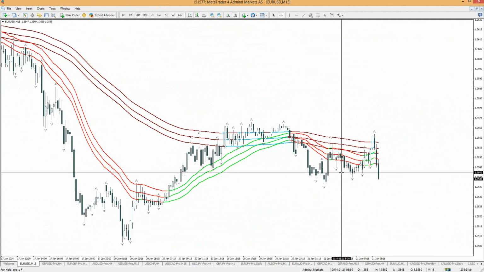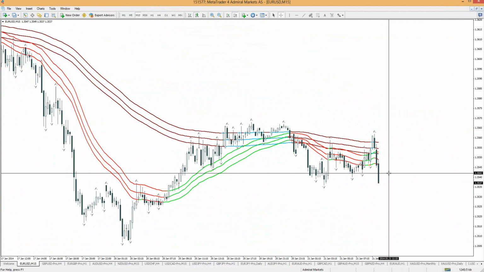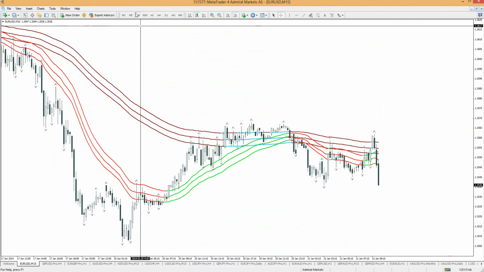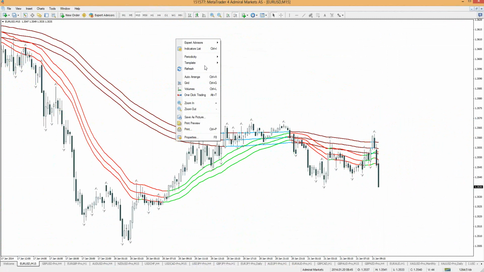It's breaking below these moving averages that are neatly aligned as well. So that looks like a pretty good, nice breakout. It's going very fast, in fact. So that looks like an interesting short opportunity. Let me go back to the normal one.